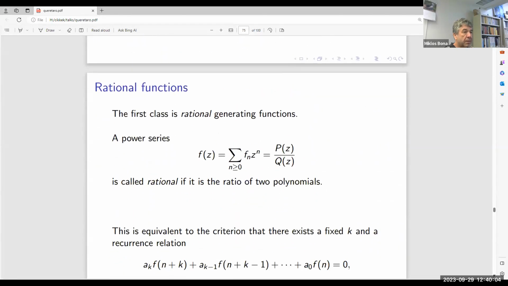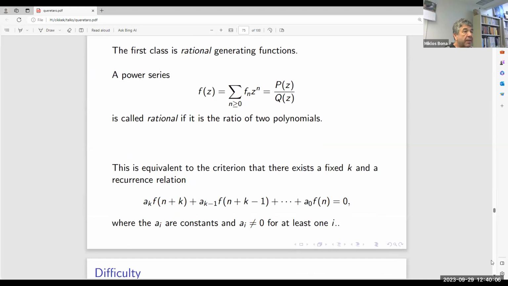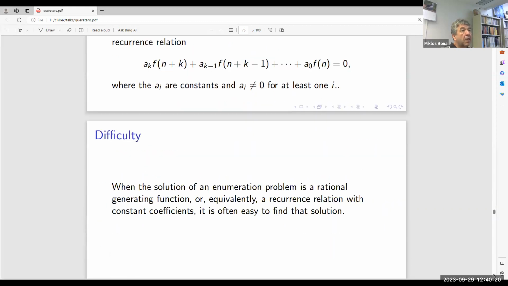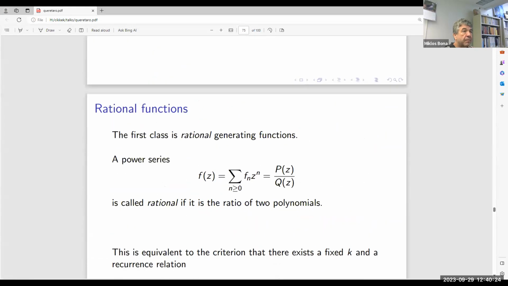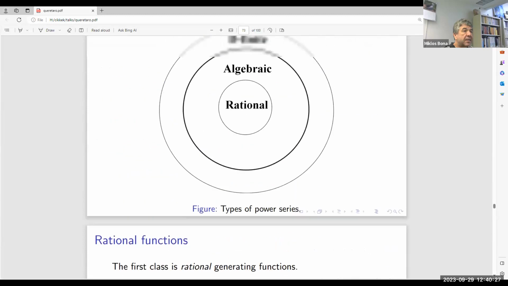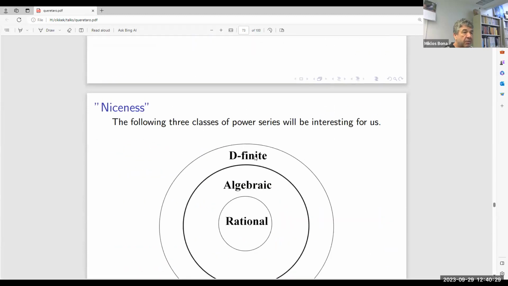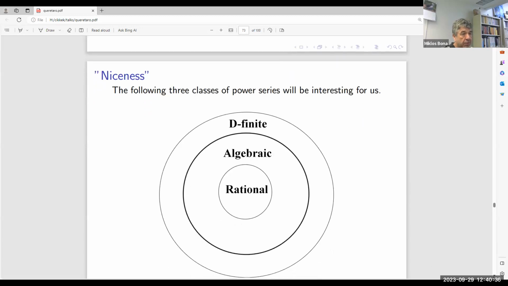So yeah, that's basically what I just said. Rational, by the way, being rational is equivalent to the coefficients satisfying a linear recurrence with constant coefficients. And I will come back to this later. Whereas D-finiteness is equivalent to being polynomially recursive. So what I said at the beginning, that satisfying a linear recurrence relation with polynomial coefficients.